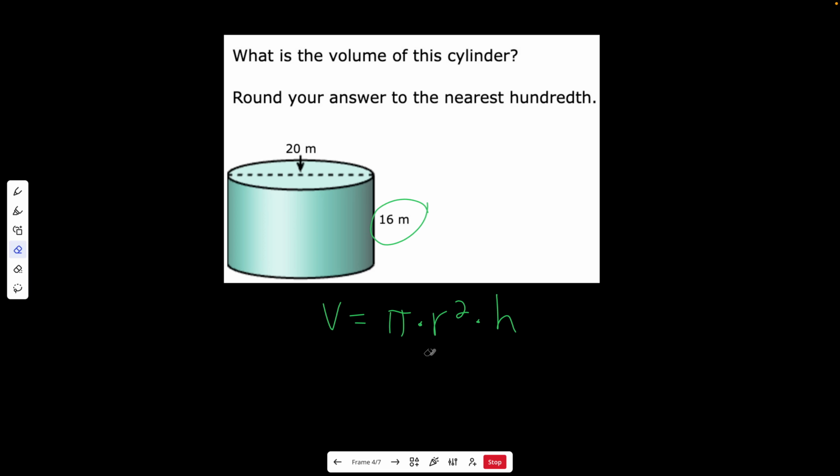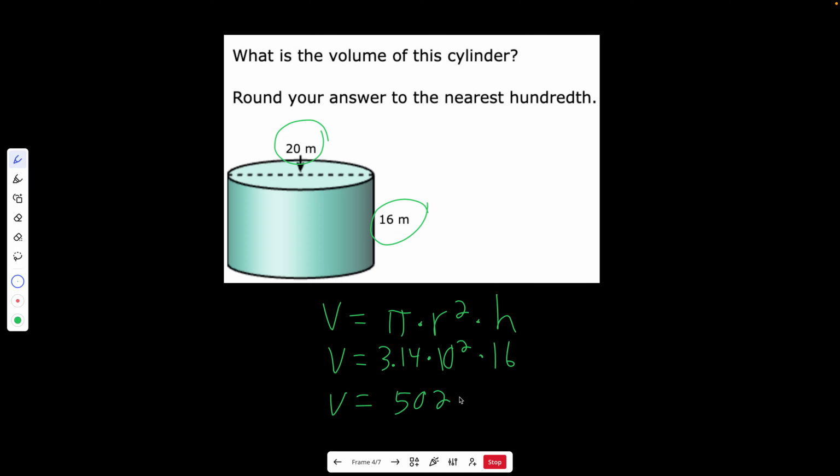Now, let's plug in some numbers. Volume is going to be equal to, we always use 3.14 for pi, times the radius squared. Well, the diameter's 20, so the radius must be 10. And we said already the height is 16. And now this, you can plug into a calculator. When you crunch the numbers, you get an even 5,024, and this would be cubic meters. And this is our final answer.